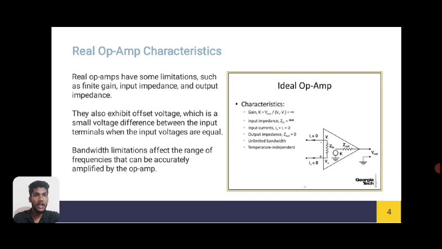What do you mean by ideal op-amp? The characteristics are: gain K is equal to V out over V in, which is infinity. Input impedance Zin is equal to infinity. Input current I is equal to 0. Output impedance Z out is equal to 0. Unlimited bandwidth. Temperature independent.